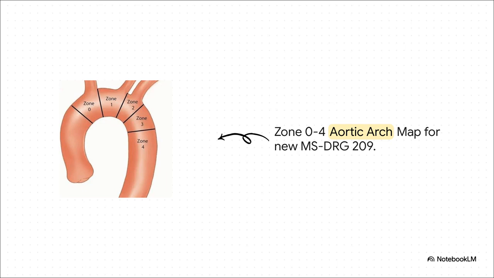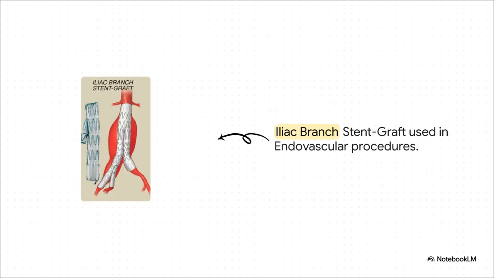It's highly specific anatomical coding. Similarly, take a look at the sheer intricacy of this iliac branch stent graft. Endovascular technology is moving incredibly fast, and CMS responded with the new MS-DRG 213. This uniquely categorizes endovascular procedures for the abdominal aorta that involve these complex iliac branch devices, making sure the DRG actually reflects the massive resources required for this kind of tech.